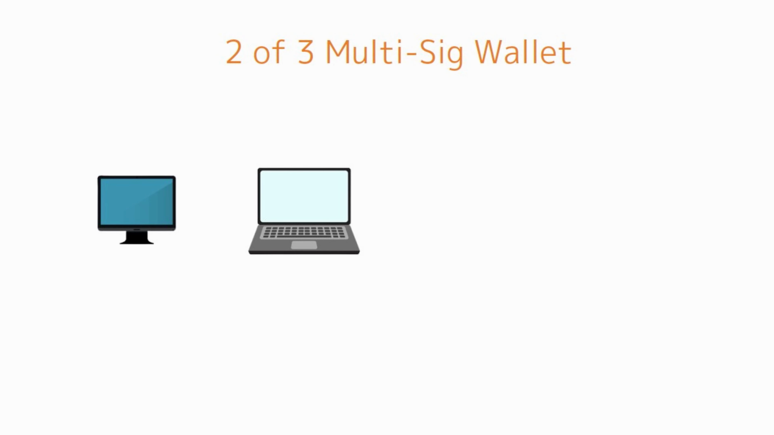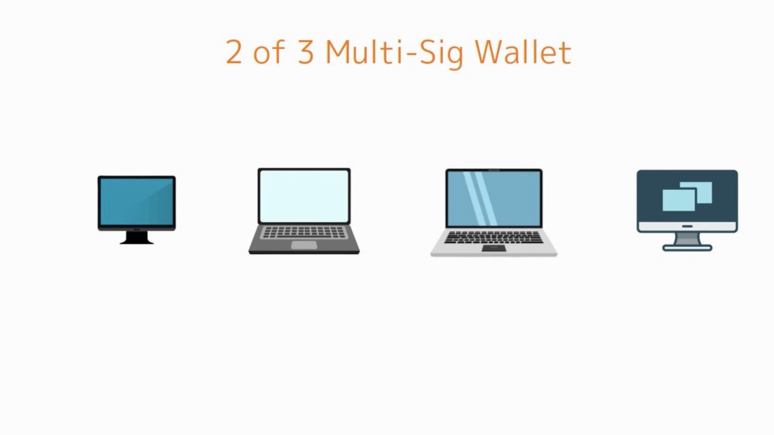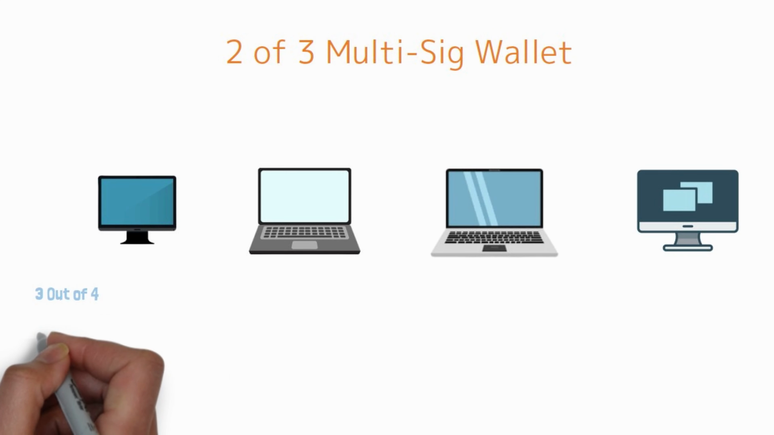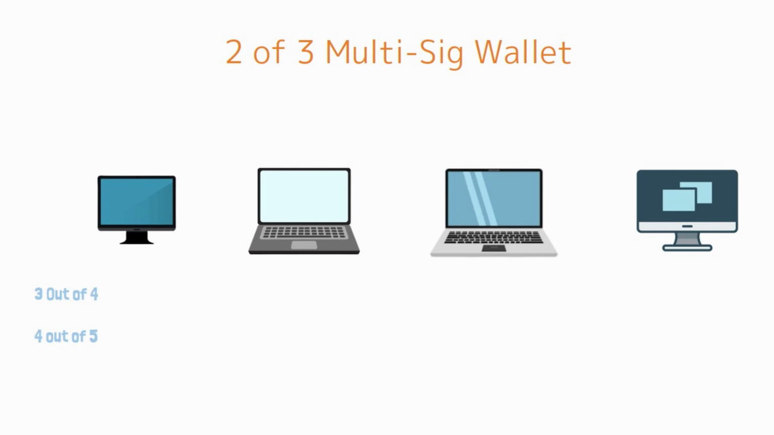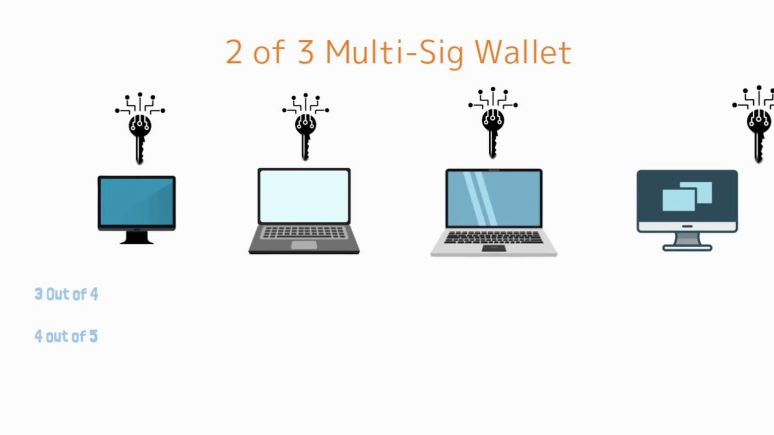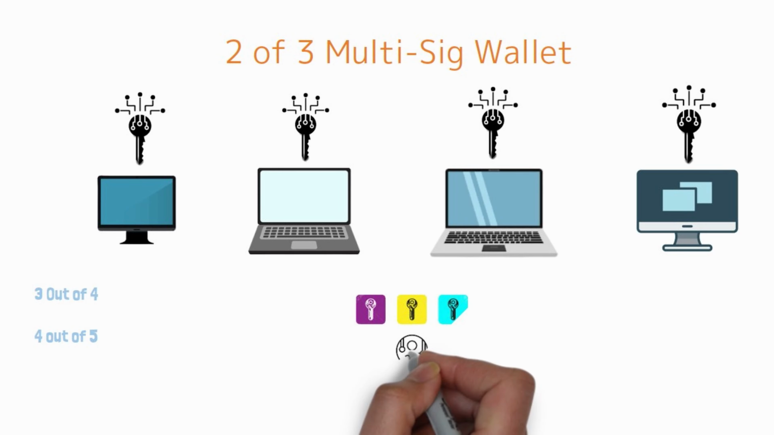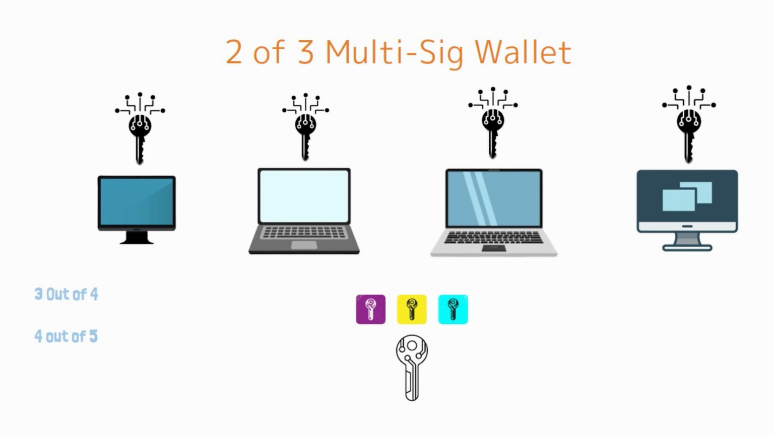2 of 3 multi-sig wallet. This type of wallet requires 2 of 3 existing private keys to authorize and complete a transaction. You can replace the 2 of 3 with a higher number if more users are utilizing the same multi-sig wallet. For example, you could replace the 2 of 3 with 3 of 4 or 4 of 5 if you have 4 users instead of 3. In this case, it could take 3 out of 4 users to complete a transaction.